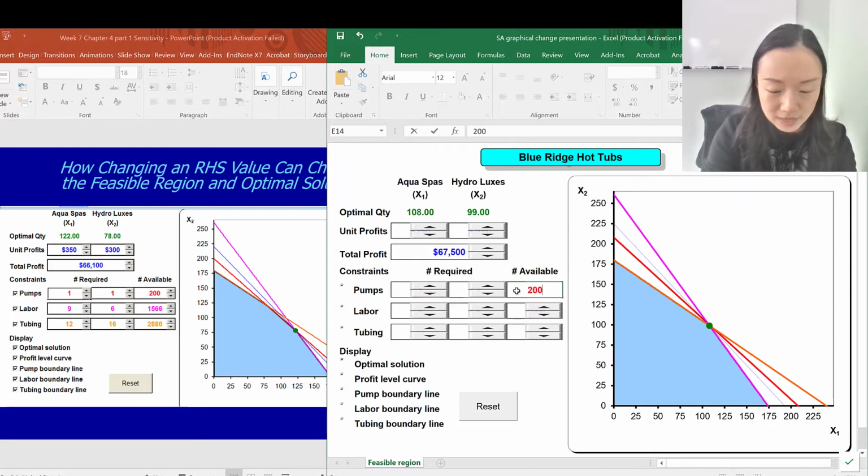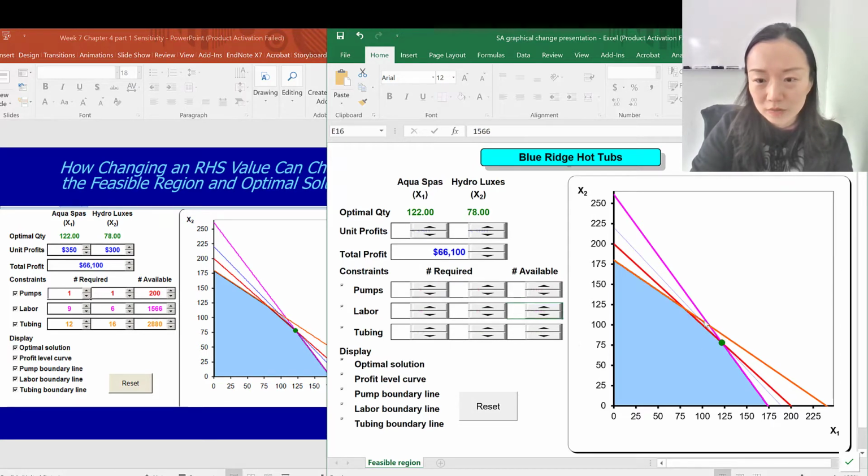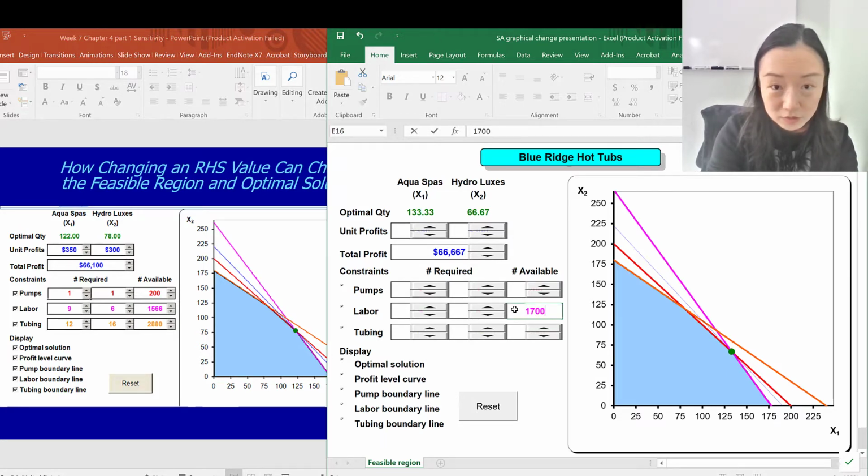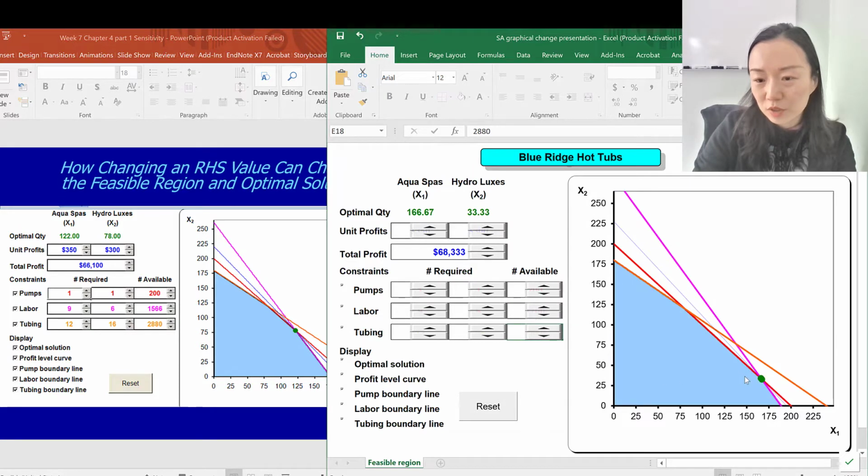Okay, so now let's change it back, and we can look at another one. For example, there's a purple line here. The purple line's original right-hand side value is 1566. If we change it to 1600, you see what happens? The optimal solution moved, right? And the objective function also moved. And if we keep changing it to 1700, then it keeps going all the way down to this point. And you can probably predict there will be one point where it will move out, and this corner point becomes the optimal solution.